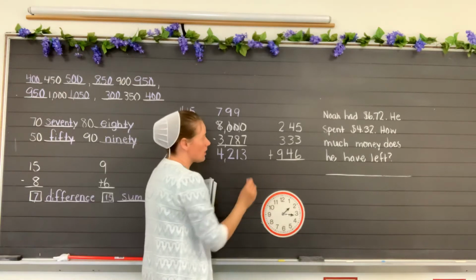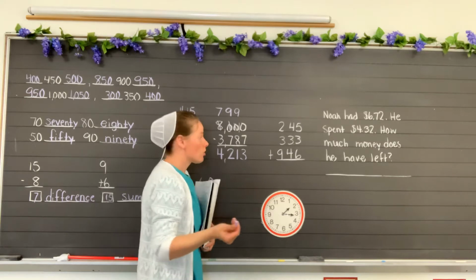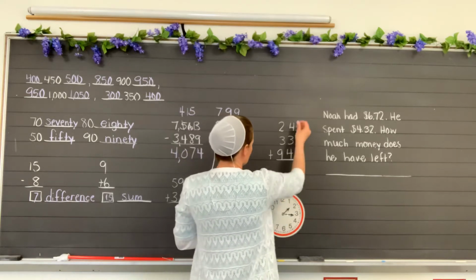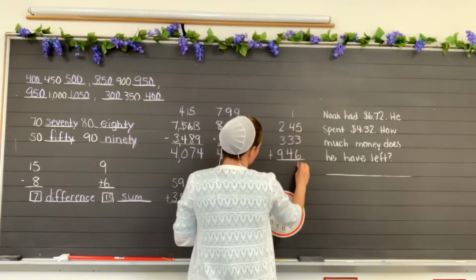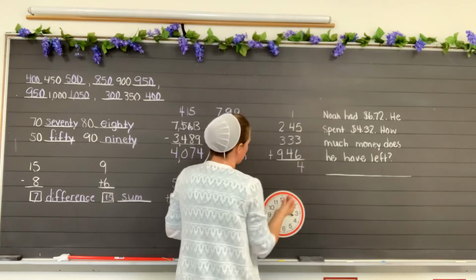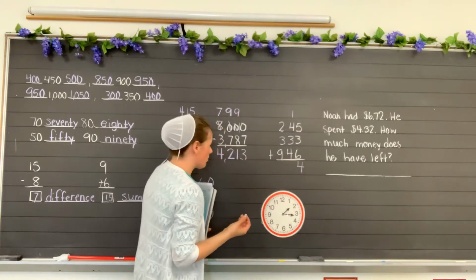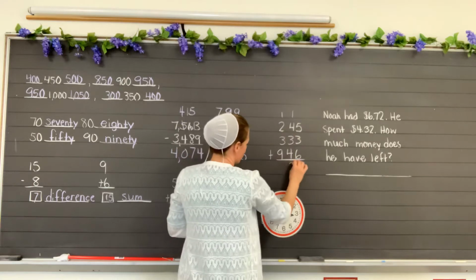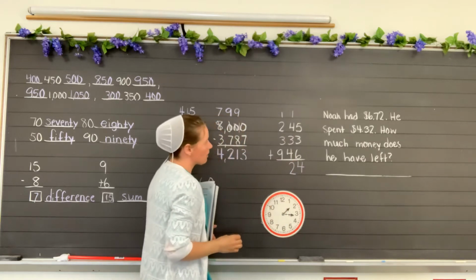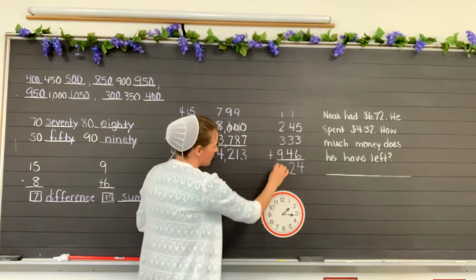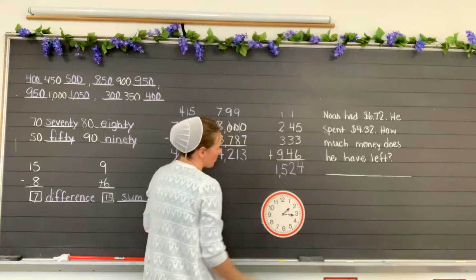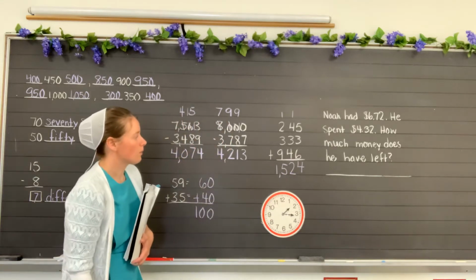Okay, here we have an addition sign, so we need to add. So 5 plus 3 is 8 plus 6 is 14. 1 plus 4 is 5 plus 3 is 8 plus 4 is 12. 1 plus 2 is 3 plus 3 is 6 plus 9 is 15. So your answer is 1,524.